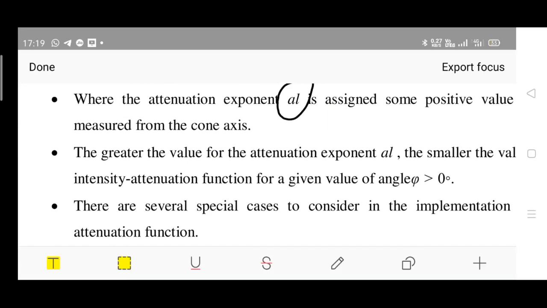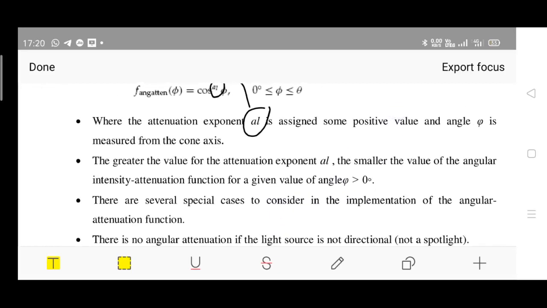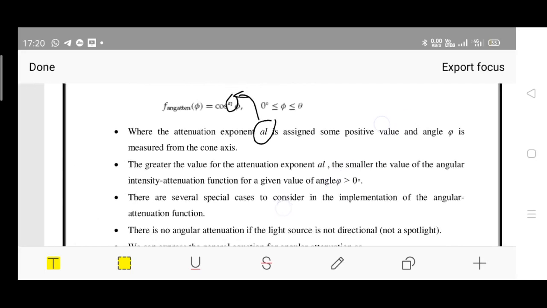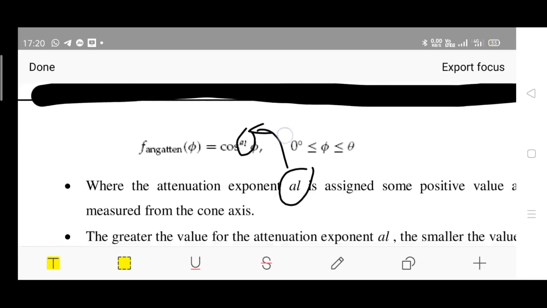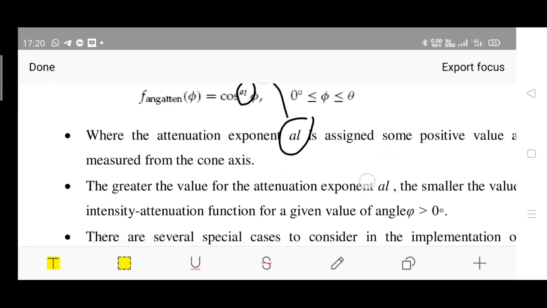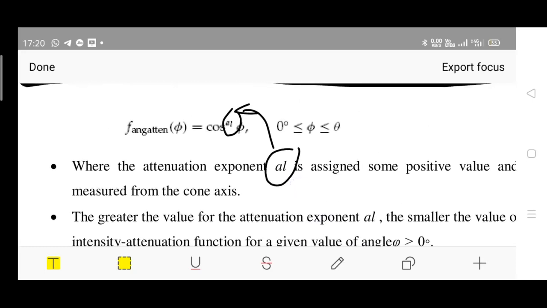The greater the value of the attenuation exponent a l, the smaller the value of the angular intensity attenuation function for a given angle phi greater than 0 degrees, because phi ranges between 0 degrees and theta. That is what they have mentioned here. You have to keep all these functions in your mind; we'll be using them further in our next discussion. That is all about the spotlight. We'll continue our discussion in the next video. Watch the videos repeatedly and please note down the equations as well.